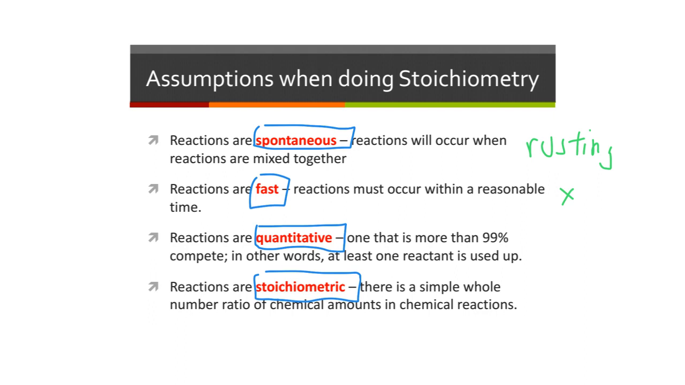Another example is combustion of, let's say, wood. Combustion of wood is a mixture of complete combustion and incomplete combustion, so there are different chemical equations happening. Therefore, we don't have one stoichiometric ratio that we can use for the combustion of wood. So we cannot use combustion of wood as an example of stoichiometry.